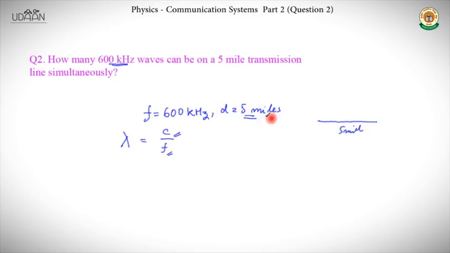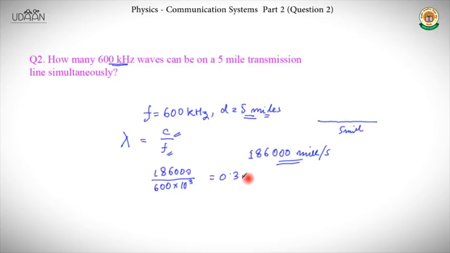But here we are given distance in miles and we do not directly know the transformation from meters to miles. So here is another standard value: 186,000 miles per second. This is the speed of light in vacuum, c, in miles per second. So we can simply substitute 186,000 divided by the frequency, that is 600 into 10 to the power 3, which gives us 0.31 miles. So we just found out the wavelength.